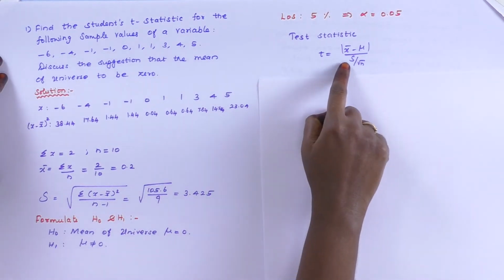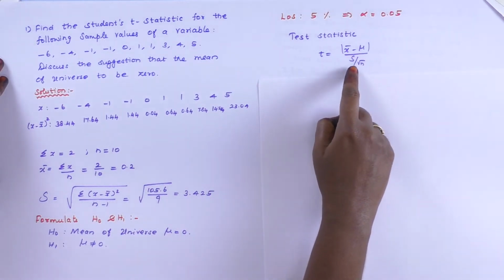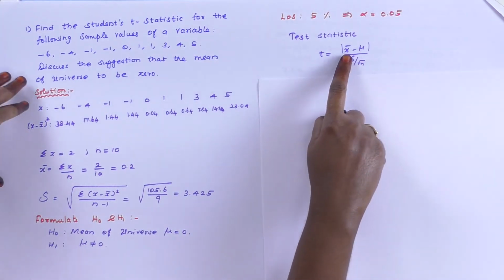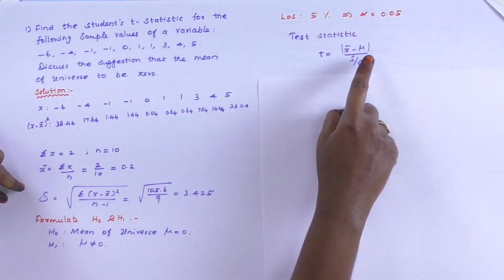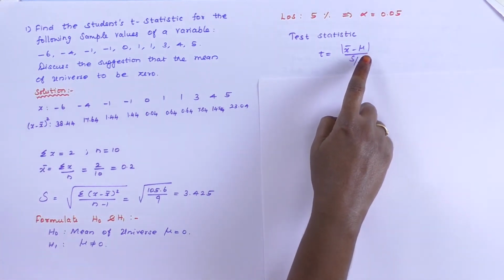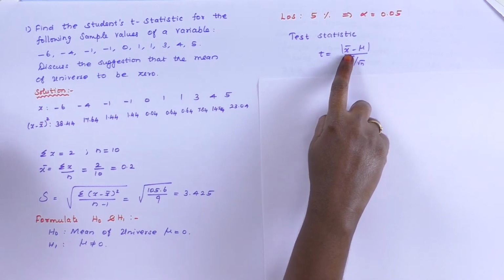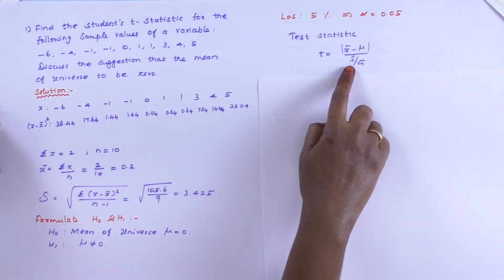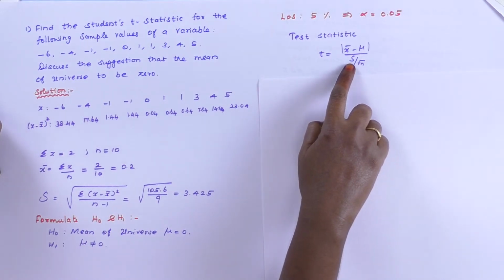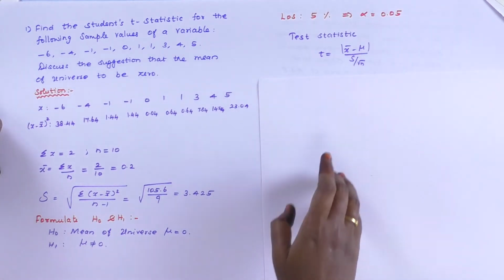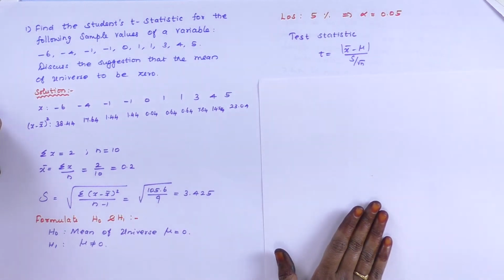That is T is equal to modulus of x bar minus mu divided by capital S divided by square root of n. X bar is the sample mean value, mu is the population mean value, capital S is the standard deviation, and n is the sample size. Now substitute all the values here.